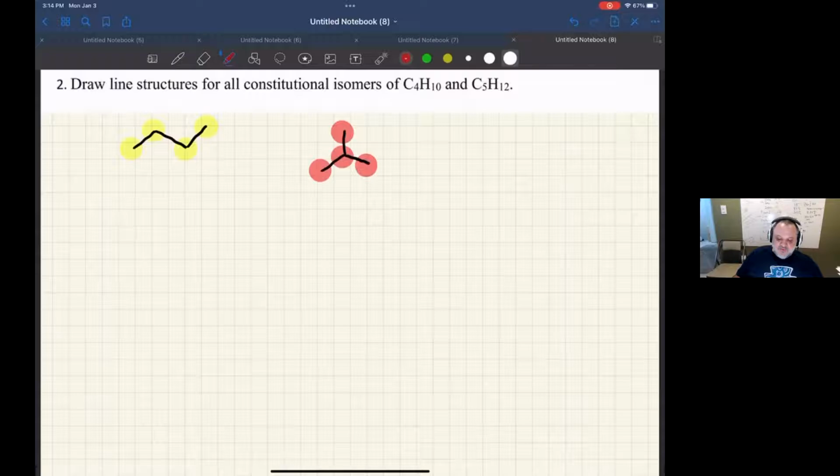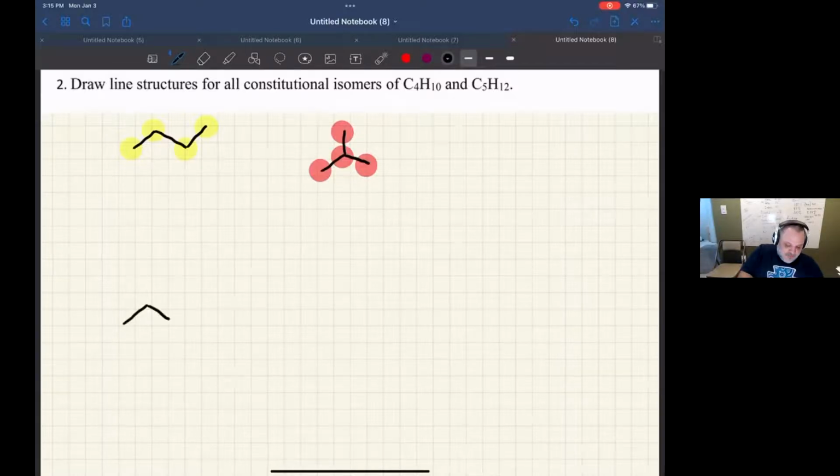What about C5H12? Once we start adding carbons, we really increase the number of possible isomers. With 2 carbons, there's only 1 possibility. 3 carbons, only 1 possibility. 4 carbons, now there are 2 possibilities. But when we get to C5H12, there are going to be 3 possibilities. And once you get to C6, it gets to be like 6 or 7 possibilities. We're going to do C5H12 for now, so there are 3 different possibilities.